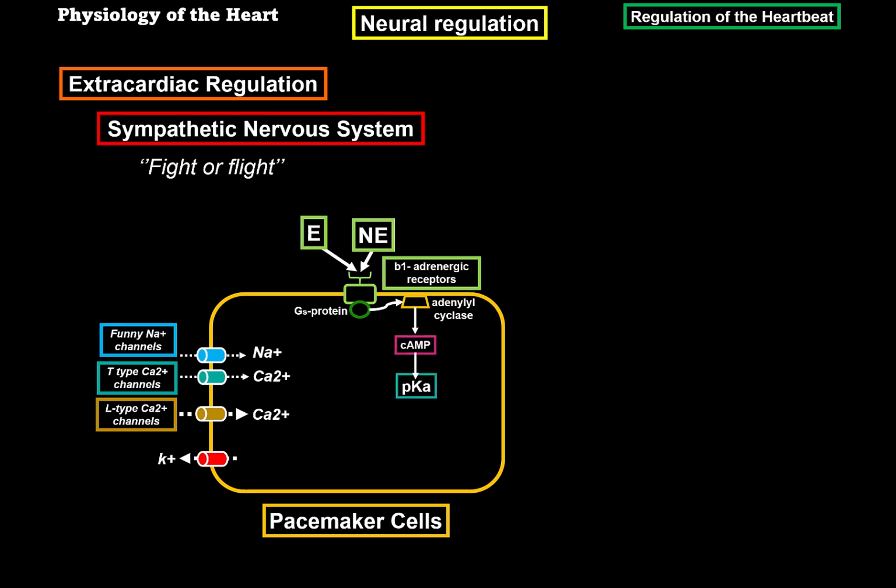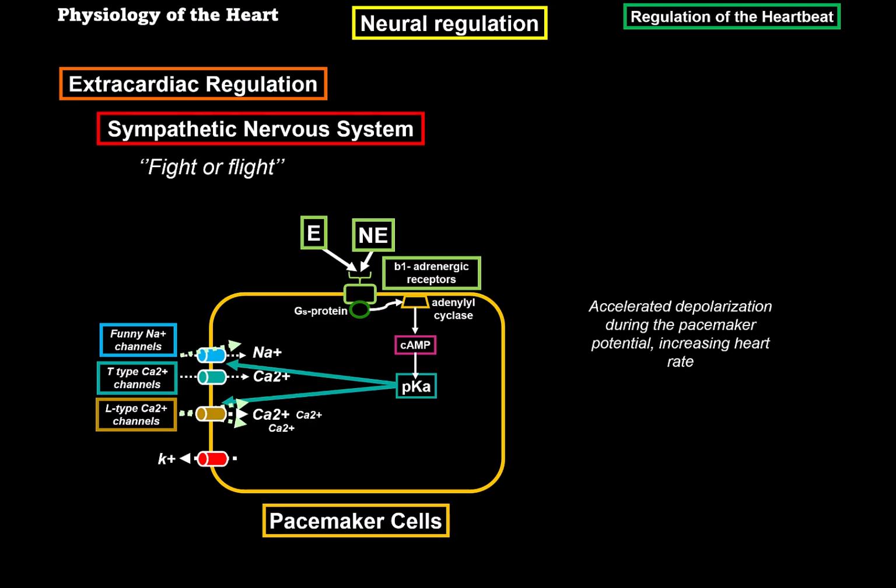to then activate protein kinase. And what protein kinase is going to do now is that it's going to phosphorylate and activate ion channels, specifically the L-type calcium channels, leading to more calcium into the cell, as well as phosphorylating the funny sodium channels, leading to more sodium into the cell. What happens now is that we get an accelerated depolarization during the pacemaker potential, increasing the heart rate. So we get a positive chronotropic action.